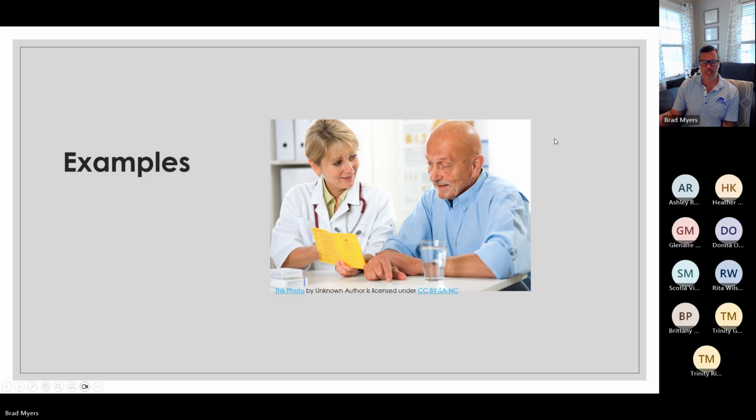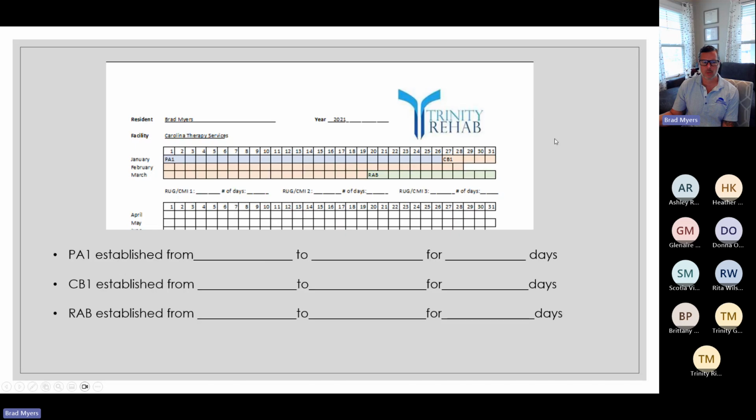So that's a lot of stuff, but I want to give a few examples. So this is me. I'm a resident of this facility. And this is similar to an example that I used earlier. So we've got a January 1st ARD where we captured a PA1, or I came in, maybe the assessment happened in November, December, that was a PA1. Regardless, on January 1st, I'm coming into this quarter with a PA1.